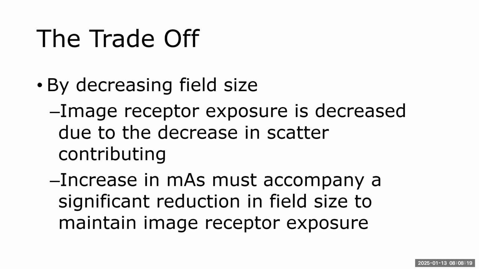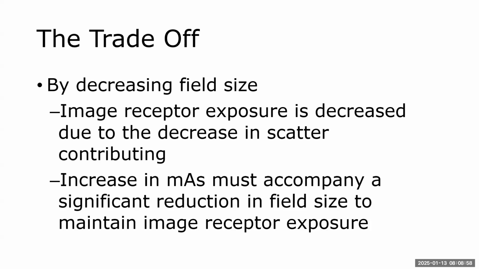By decreasing the field size, image receptor exposure is decreased due to the decrease in scatter contributing. Even though it's unwanted, scatter is still a part of receptor exposure, right? The receptor can't distinguish between primary and scatter. It just knows it's being exposed. So when we decrease the field size, the image receptor exposure is going to go down because we don't have that scatter contributing to it anymore. Does that make sense? Okay.